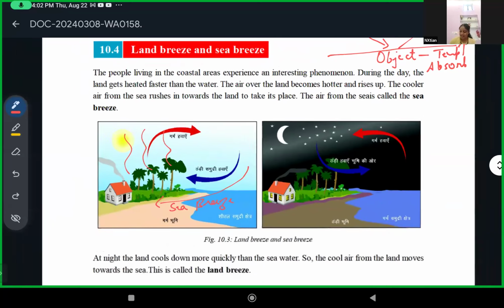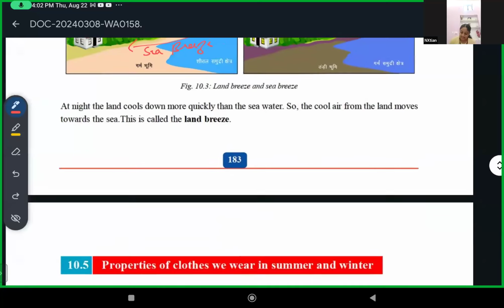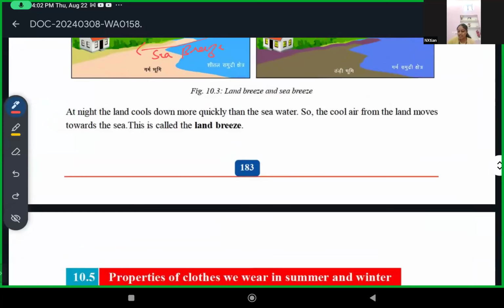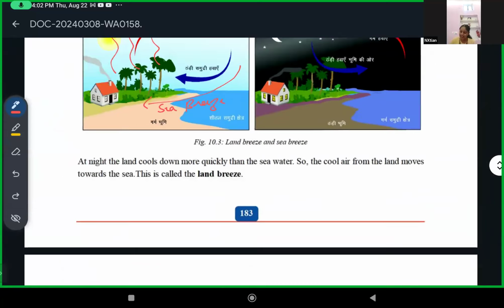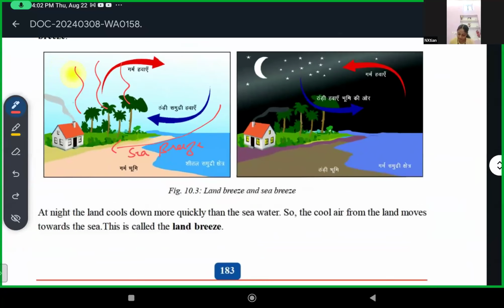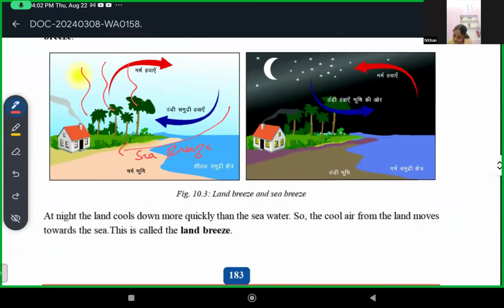Absolutely, yes. At night, the land cools down more quickly than seawater. So cool air from the land moves towards the sea. This is known as land breeze. This is the night phenomenon. Now land cools down more quickly at night, so the cool air from the land moves to the sea, and warm air from here rises up.